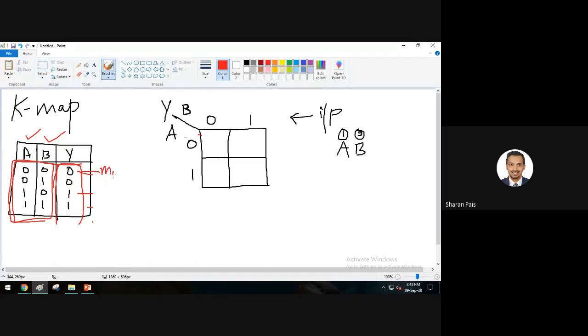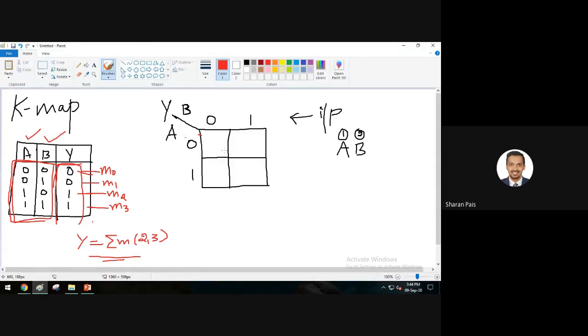This is M0. This is M1. This is M2. This is M3. That is minterms: M0, M1, M2, M3. But my equation is equal to summation M2, 3. That means in the position of 2, my output is 1. In the position of 3, my output is 1. This is my equation. But whenever I'm solving, if I want to simplify, then see here A0, B0.